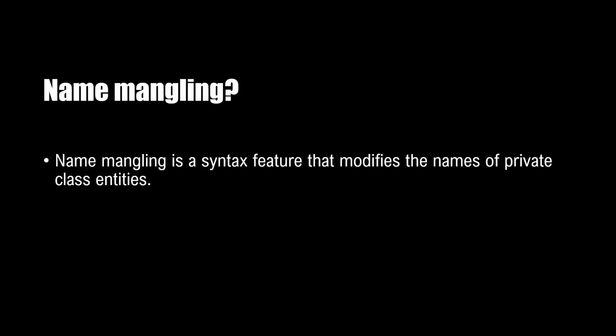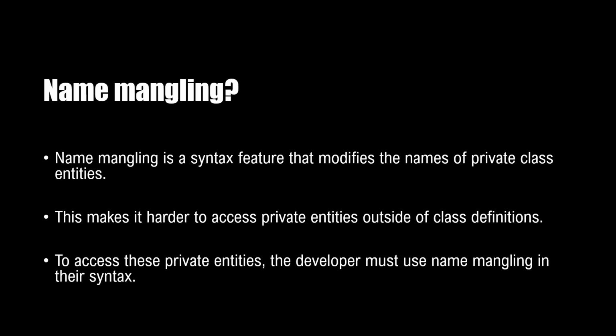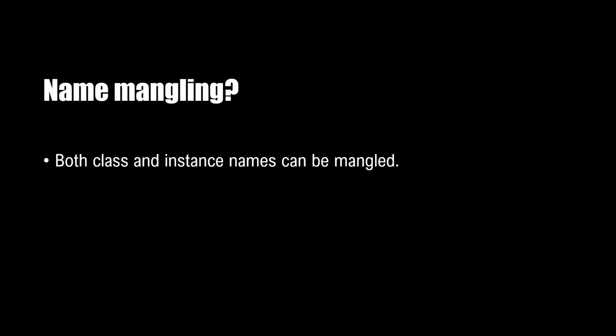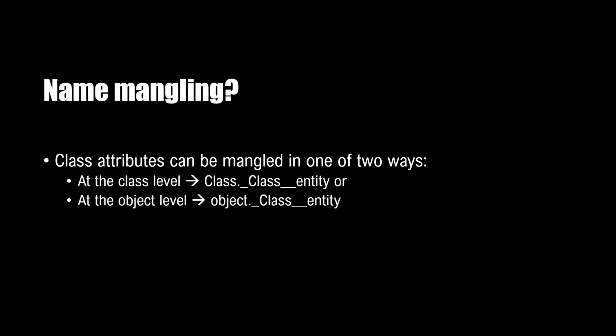So what is name mangling? Name mangling is a syntax feature that modifies the names of private class entities. It makes it harder to access these entities outside of class definitions. To access private entities, the developer must use name mangling in their syntax. Both class and instance names can be mangled. Class attributes can be mangled in one of two ways, either at the class level or the object level.